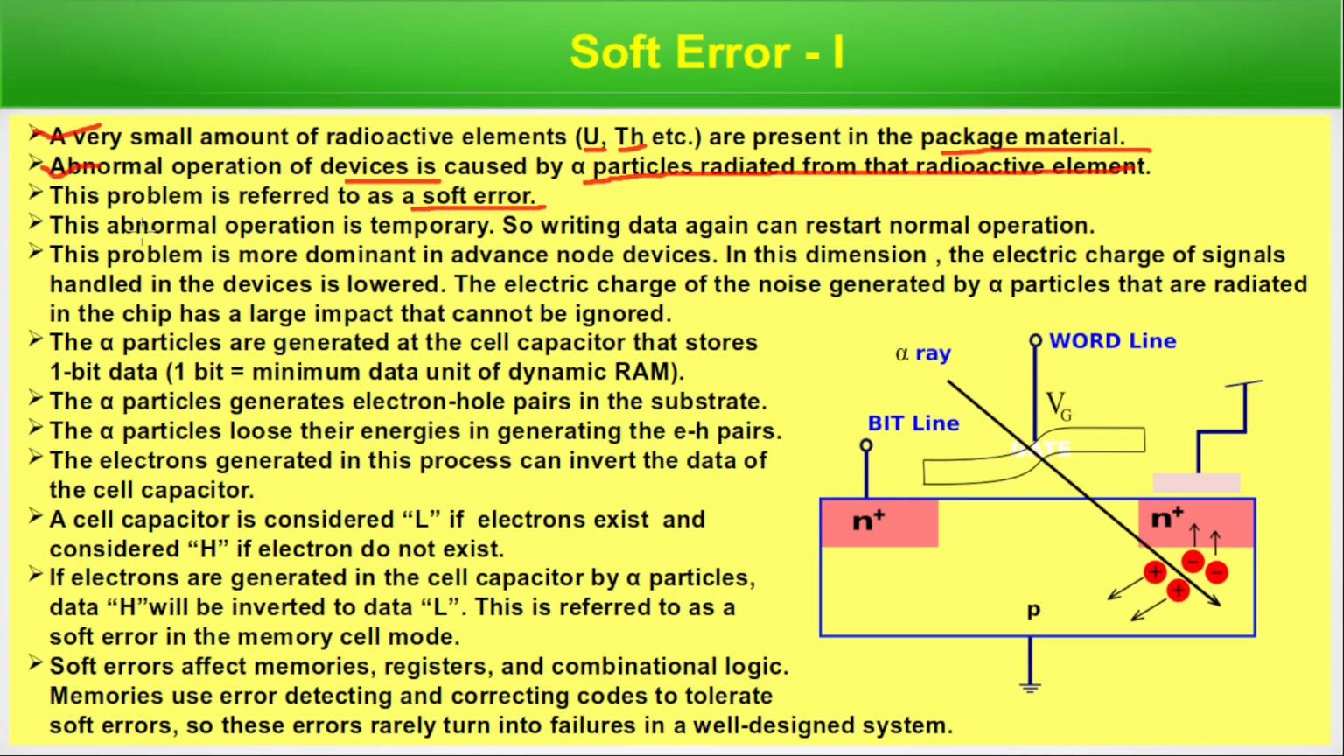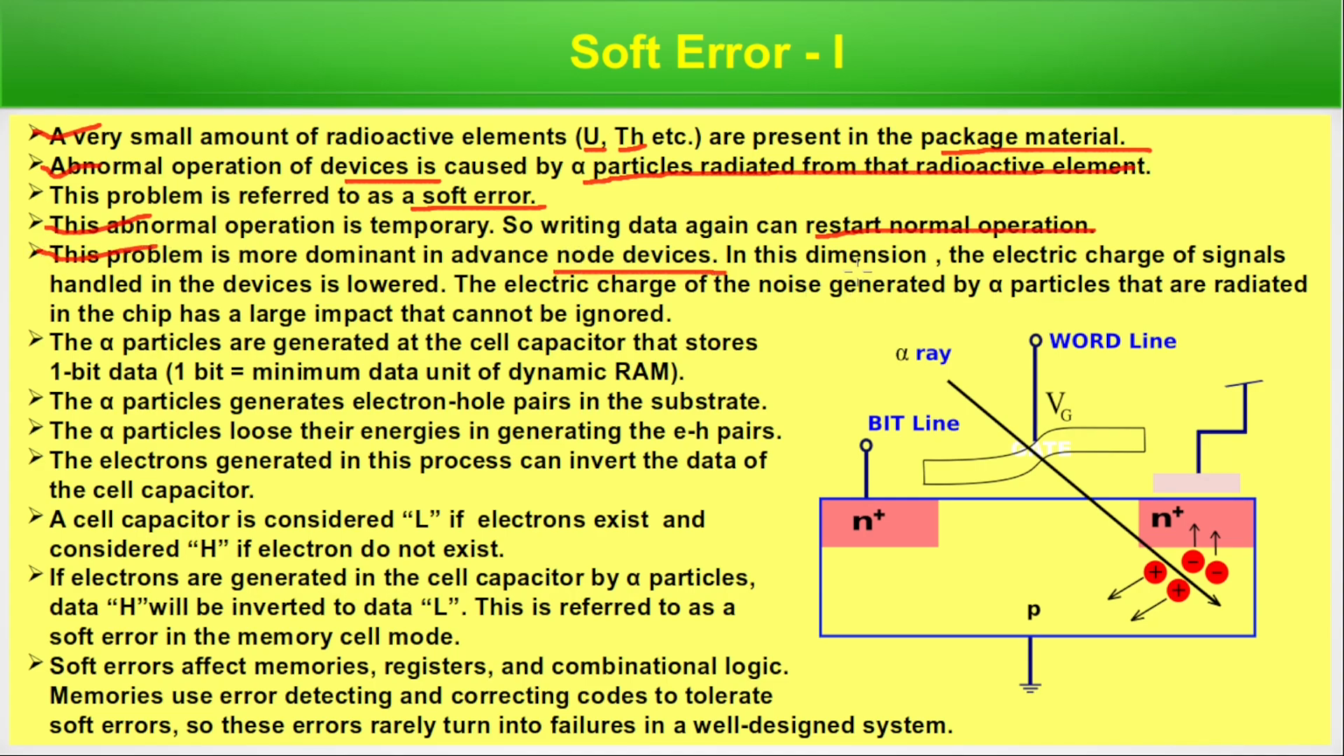This abnormal operation is temporary, so writing data again can restart normal operation. It's very significant for memory devices. We use memory devices for storing data. Once the data is there and alpha particles change that data, when we want to retrieve it, it gives an erroneous result. This problem is more dominant in advanced node devices.